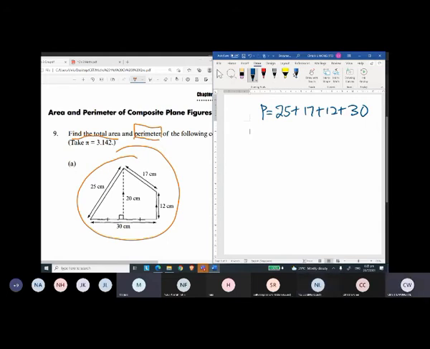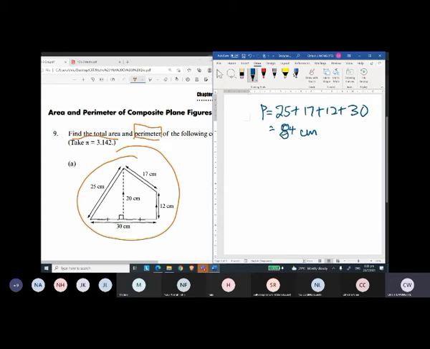Why don't you add 20? Because 20 is inside. You don't add the inside, you only add the outside. They just want to trick you. So what's the answer? 84 cm.